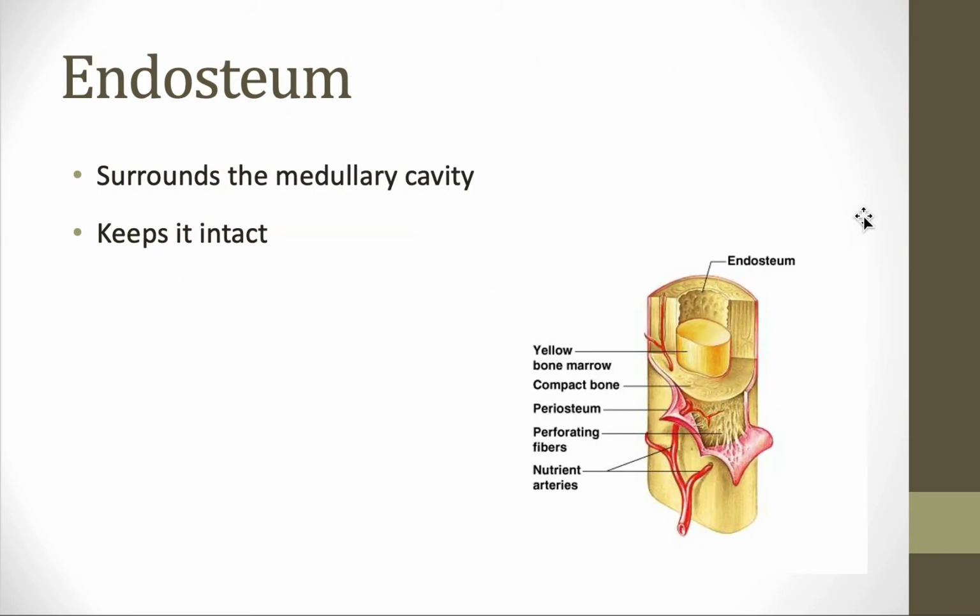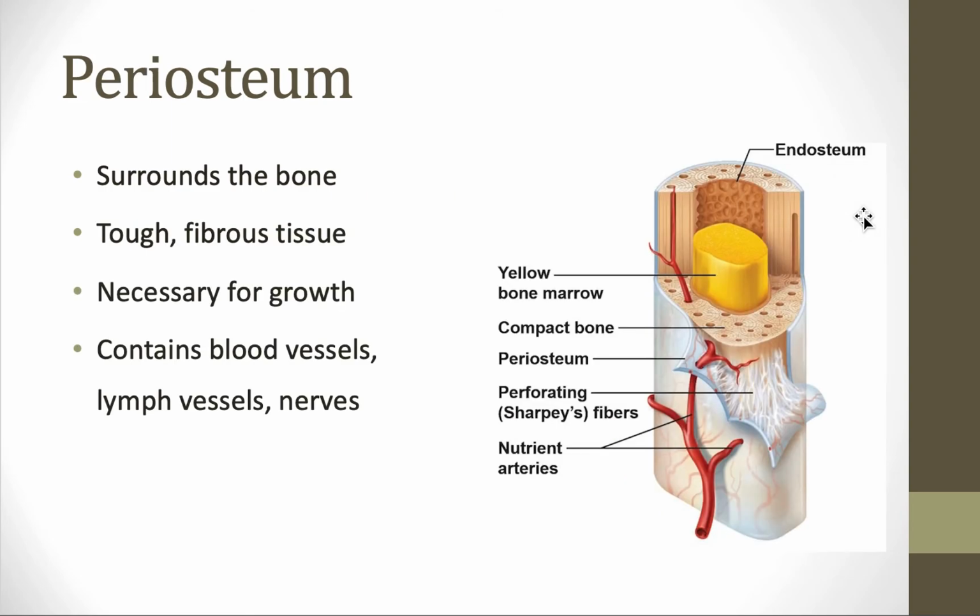Surrounding the medullary cavity, you have a membrane called the endosteum. It helps keep the medullary canal intact. You have another connective tissue on the outside of your bone called the periosteum. The periosteum is a tough fibrous tissue that surrounds the bone. It's necessary for growth, and we'll talk about that again in the growth and development screencast. It contains many blood vessels, lymph vessels, and nerves.